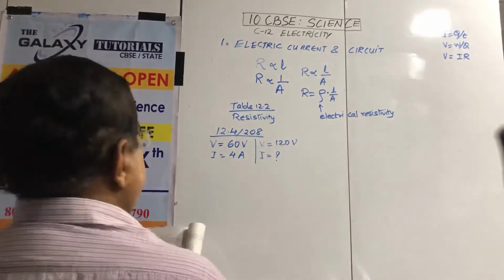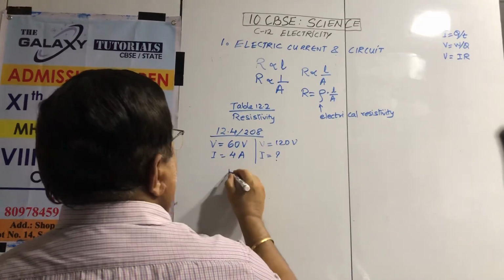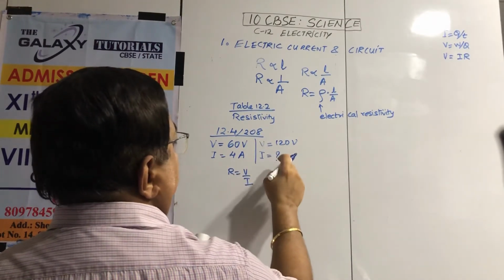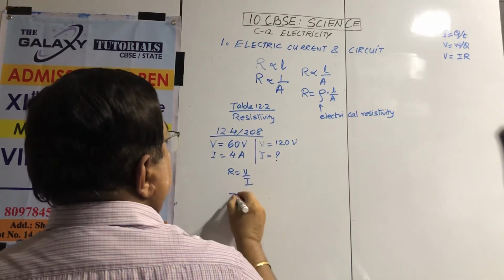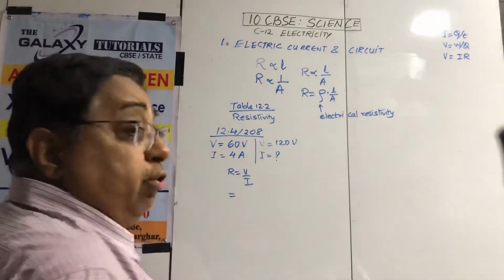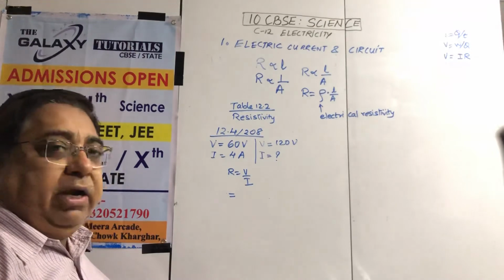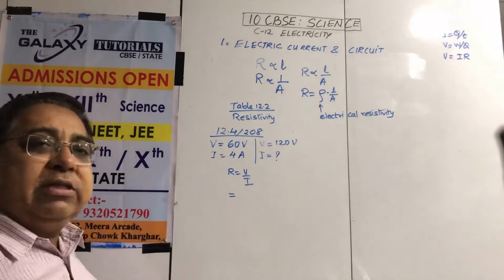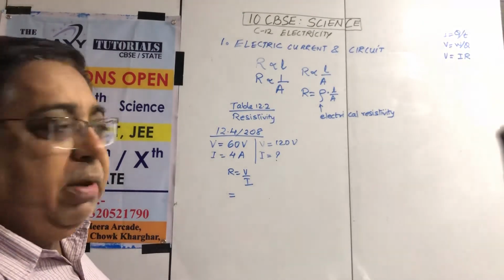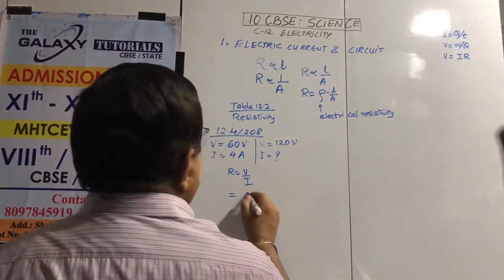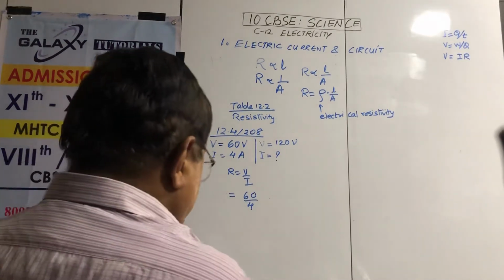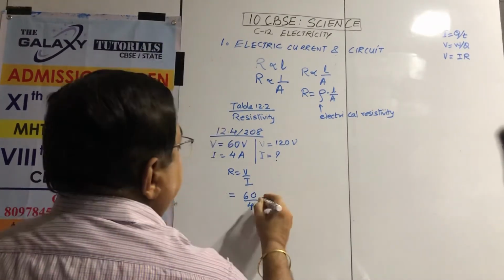Okay, first, R is V upon I. I don't have the value here, I have both the values here. Now the heater is not changed. The resistance of the heater will not change. So once I find R, I can use the R for the second part because they have not given me R. So this is 60 upon 4. As you can see, you have 15 ohms.